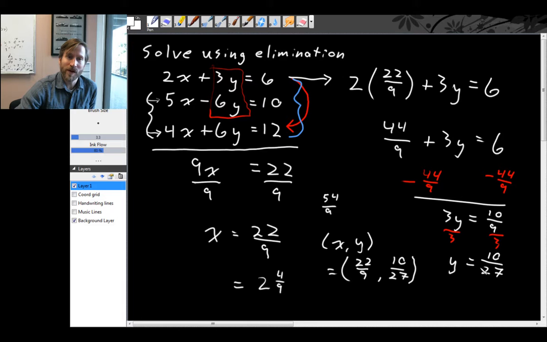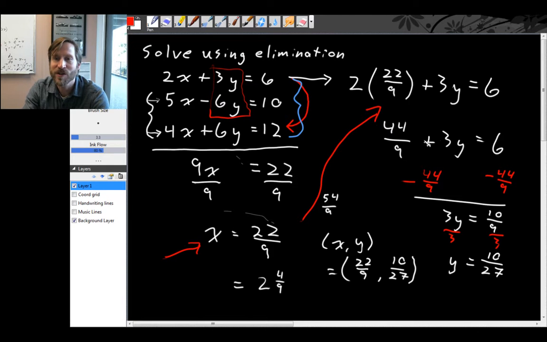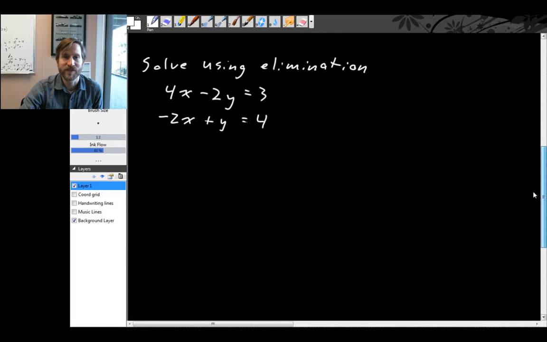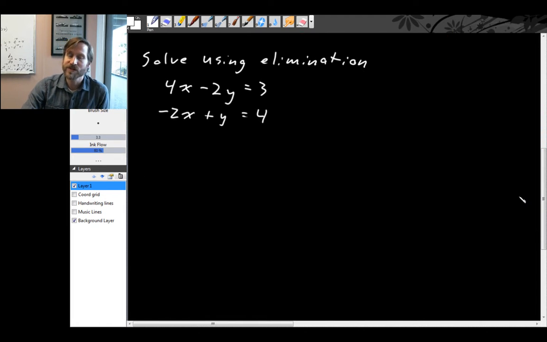Okay, so that's sort of typically what happens when you use elimination. You eliminate one variable, solve for the variable that's left, then use one of the original equations to get the remaining variable. Okay? So let's look at another example, because there are a couple other things that can happen when you're solving systems of linear equations. So here's another system of two linear equations. So let's solve for x and y.